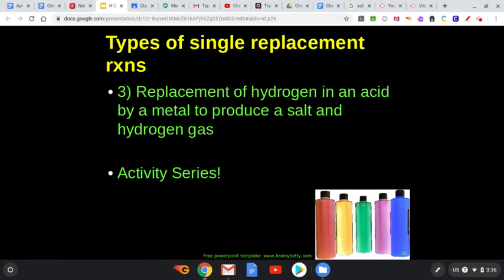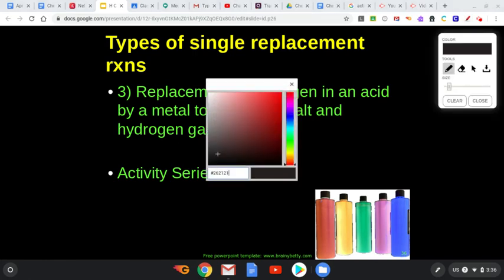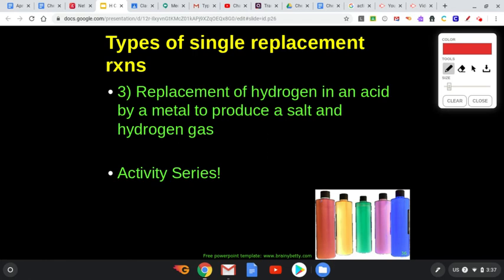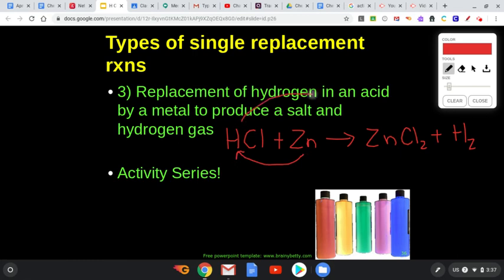The third type of single replacement reaction for cations is the replacement of hydrogen in an acid by a metal to produce a salt and hydrogen gas. In this case, if we have an acid like hydrochloric acid, we could replace hydrochloric acid with zinc to form zinc chloride and hydrogen gas. So the zinc in this case will replace the hydrogen and kick it out by itself.